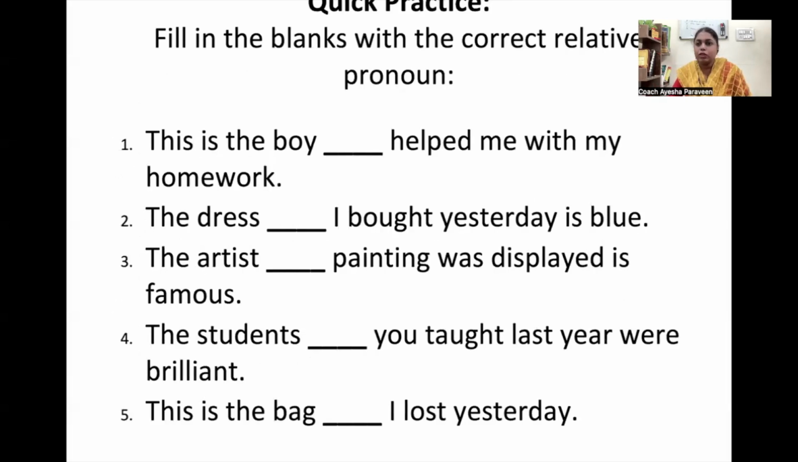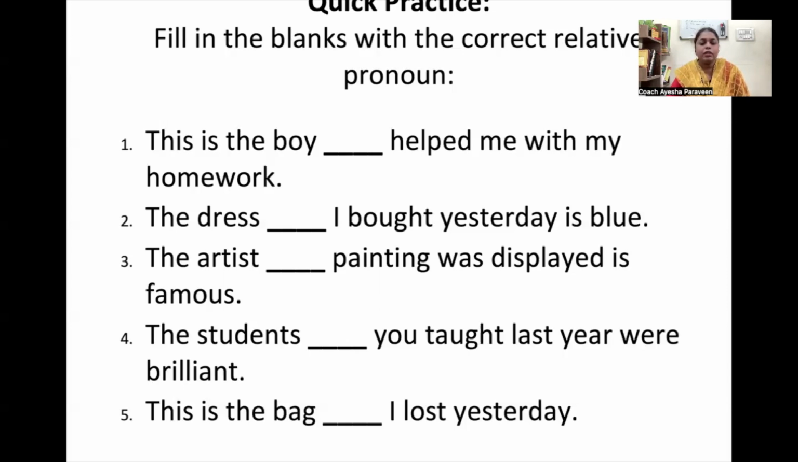Now it's your time to test your understanding, test your knowledge. The first sentence is, this is the boy dash, help me with my homework. This is the boy. Now this sentence is about a person. Okay. The dress dash I bought yesterday is blue. Now dress is a non-living thing, an object. The artist dash painting was displayed is famous. Check out which relative pronoun is used here.